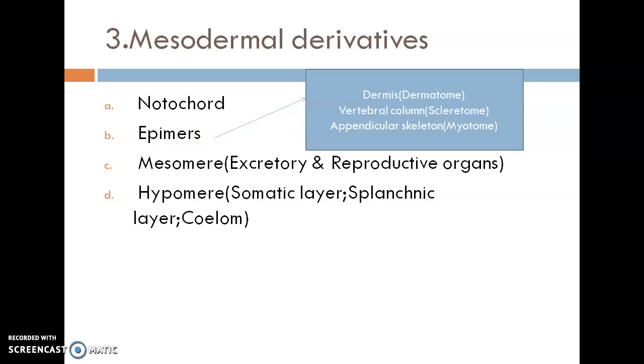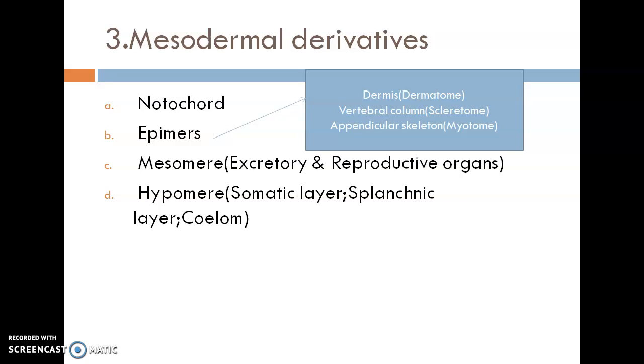We know that the skeletal system has been divided into two forms, the axial skeleton and the appendicular skeleton. The appendicular skeleton generally includes myotomes and muscle fibers. So all these muscles are formed from this mesodermal derivative. This dermis, vertebral column and appendicular skeleton together are called the epimere. So these epimeres are developed from the mesoderm.